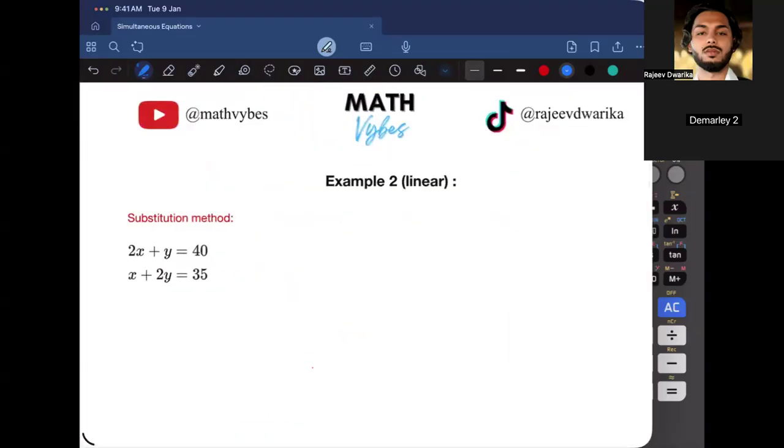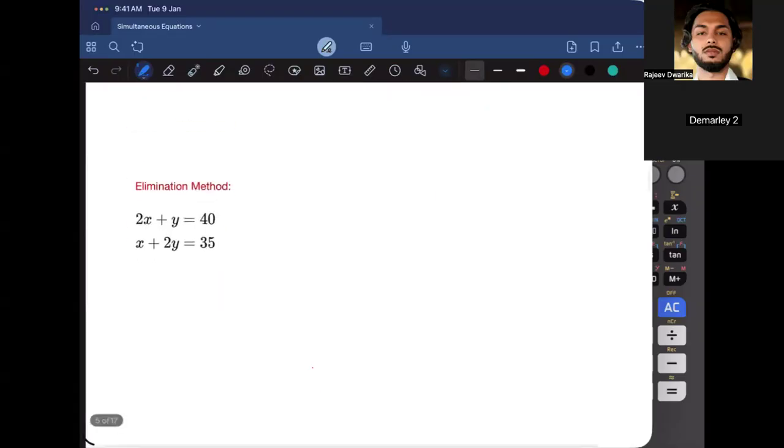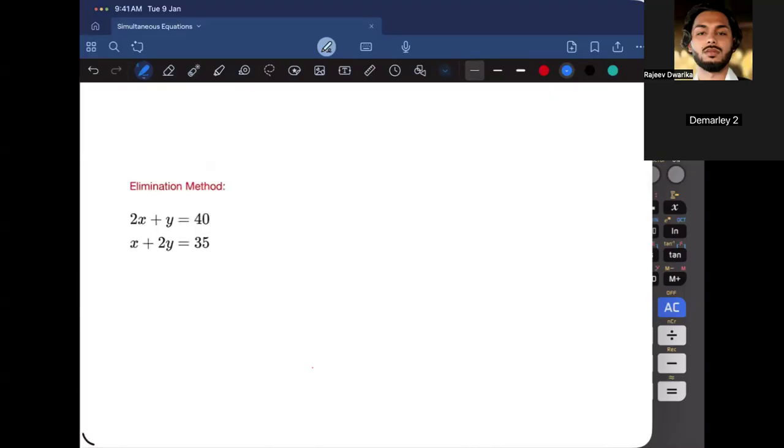Let's do a second example, right? And I feel like I wanted to learn the elimination method because it's much more error free. You're a lot less prone to making errors. So I'm going to show you the elimination method first, and then I'm going to show you the substitution method for the second example.